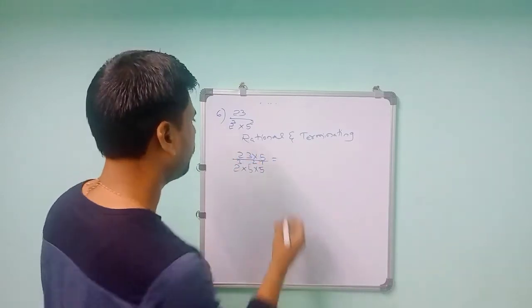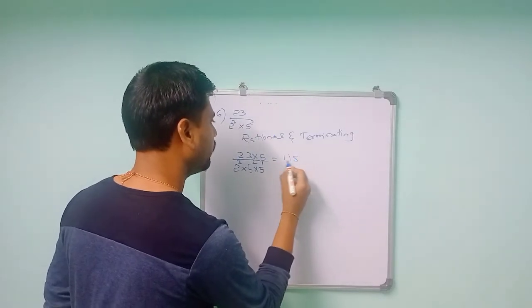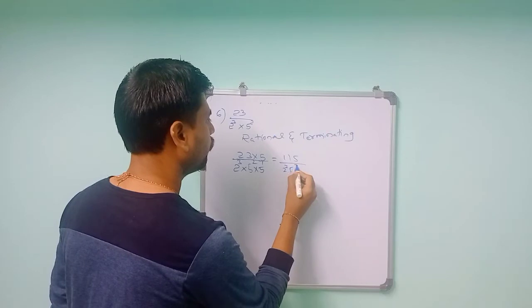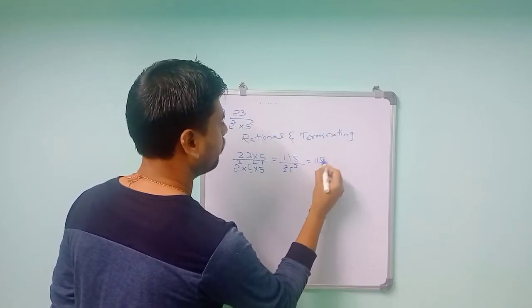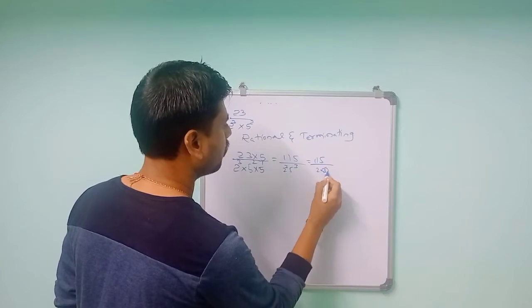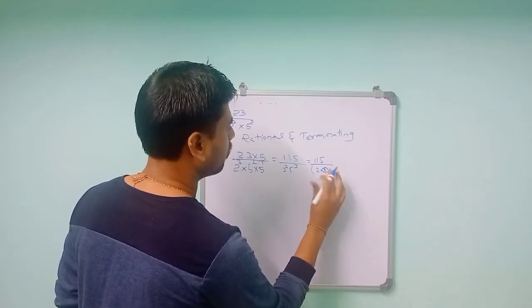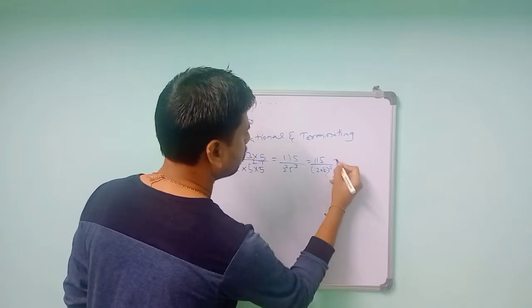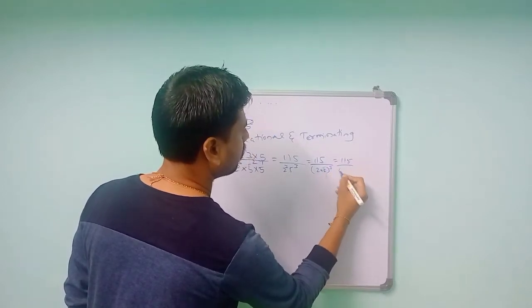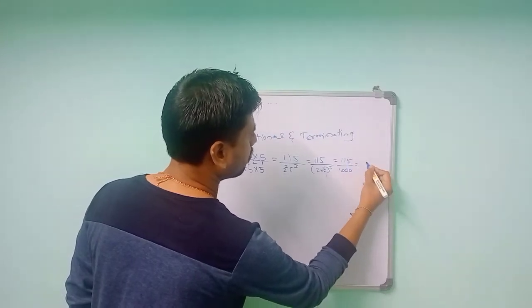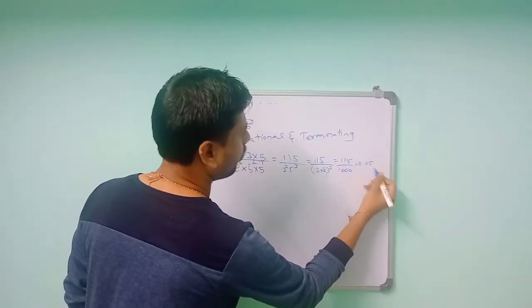So it will become 23 times 5 is 115, divided by 2 cube into 5 cube. 2 cube into 5 cube is nothing but 115 by (2 into 5) whole cube. It's nothing but 115 by 1000. So the answer has 3 zeros, so 3 decimal places. So 0.115.